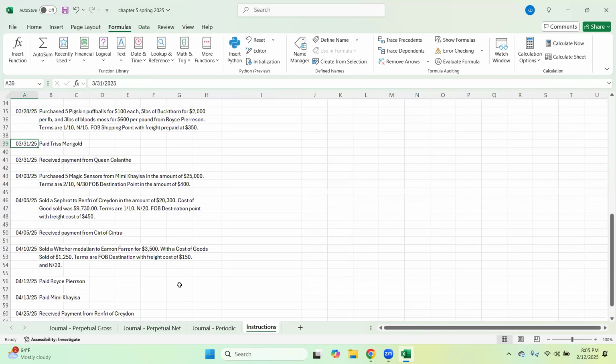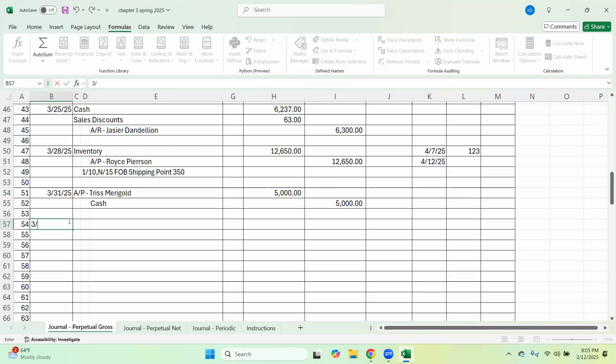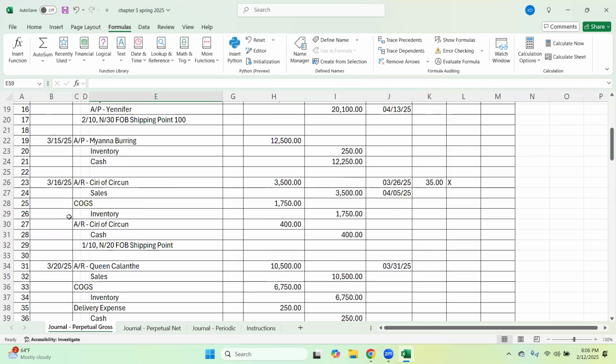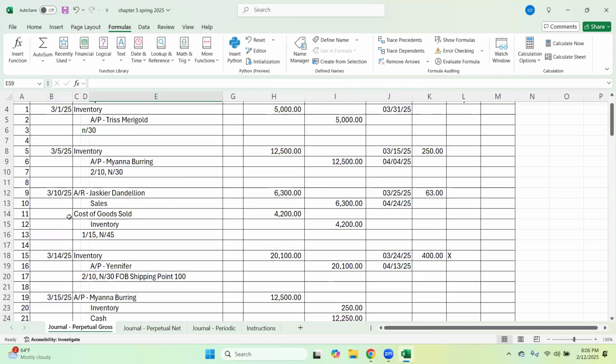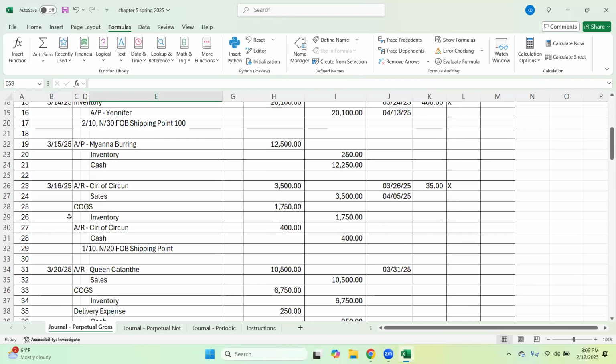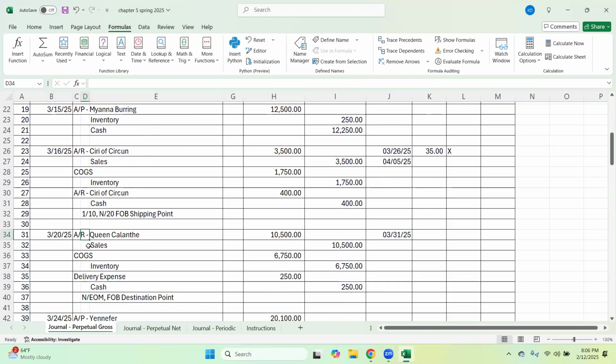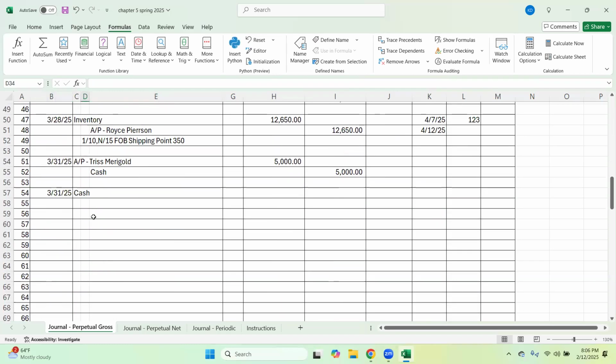Okay, next one. I know I have another one here. Receive payment from Queen Caliente. Okay. So 3/31. I know that one's gonna be cash. I can't remember, I gotta find her. There we go. So she is paying within the discount period, so I am going to have to decrease my sales. So I'm gonna put my accounts receivable.